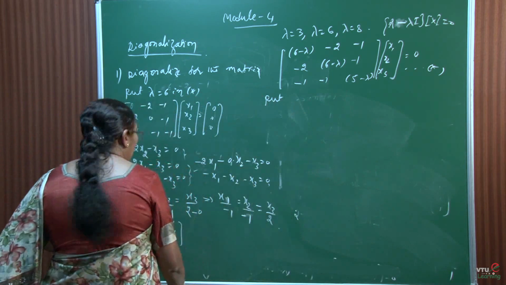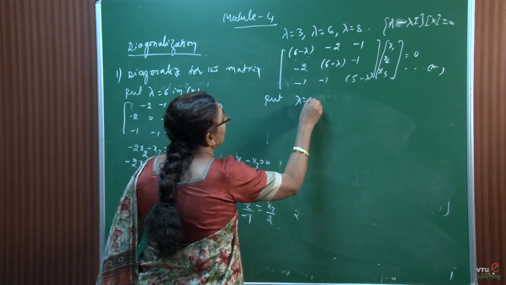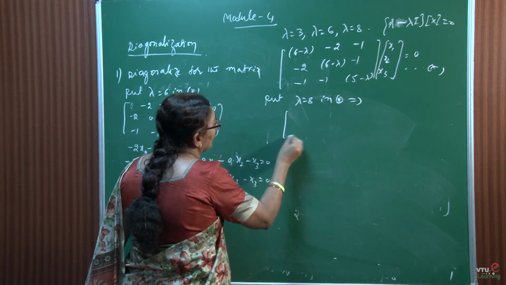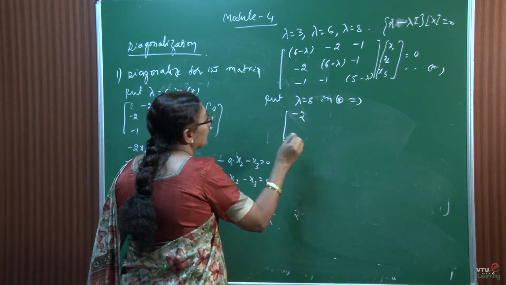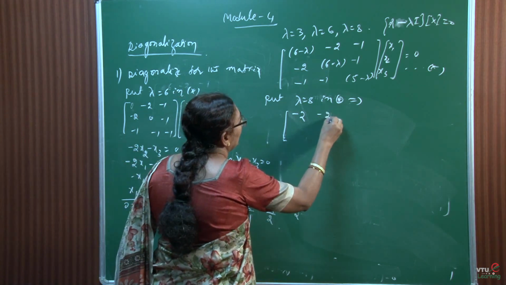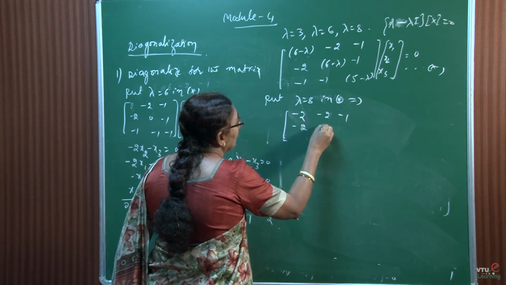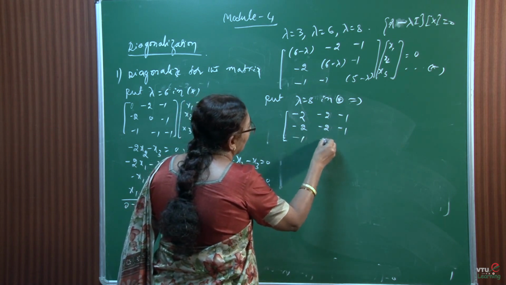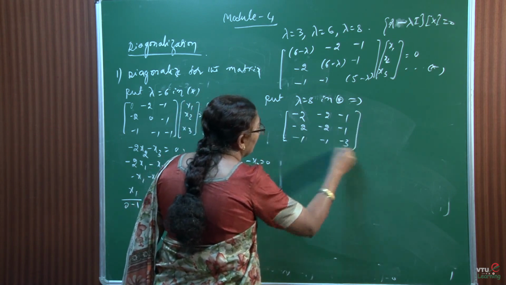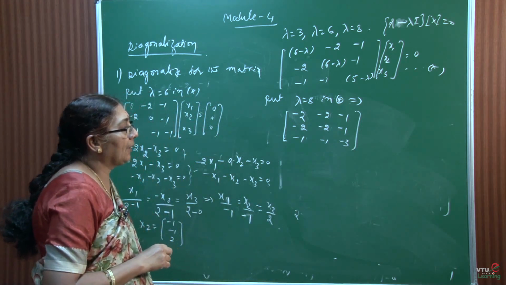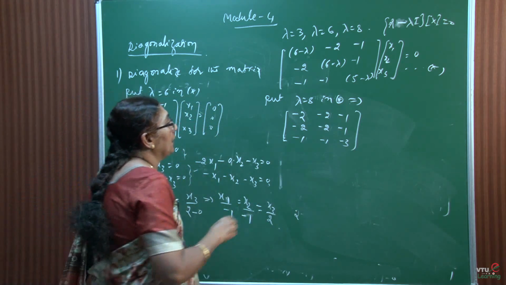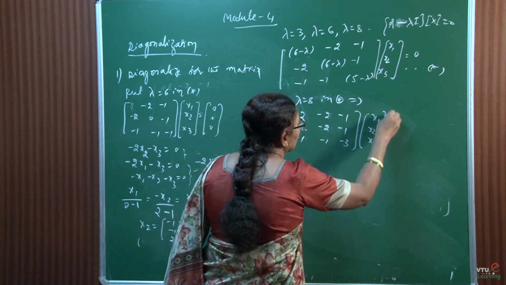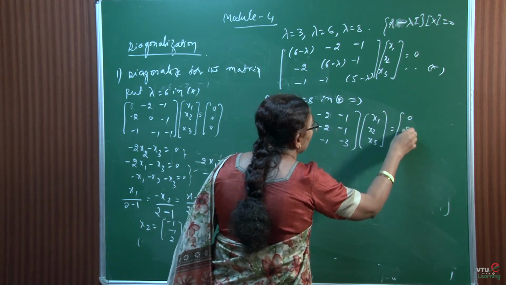Lambda equal to 8 in star. What do we get actually? Minus 2, because 6 minus 8 is minus 2, minus 1, minus 2, again minus 2, minus 1, minus 1, minus 1, minus 3, because lambda is equal to 8, 5 minus 8 is minus 3, into x1, x2, x3. This must be equal to 0, and 0 can also be written as 0, 0, 0.